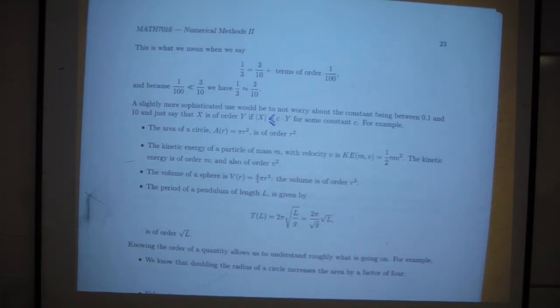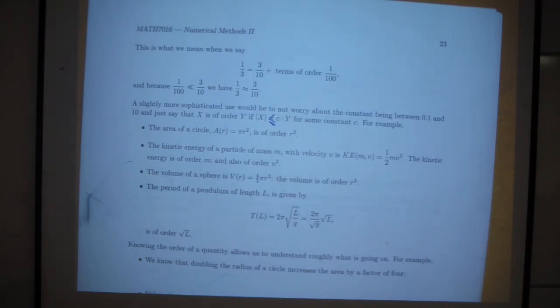Something x is of order y if it is some multiple of y. So we see some examples here. The area of a circle is of order r squared. Now, it's not important that pi is between 1 and 10 or anything like it. Now I'll tell you what the important thing is. Well, we'll see it in a second.